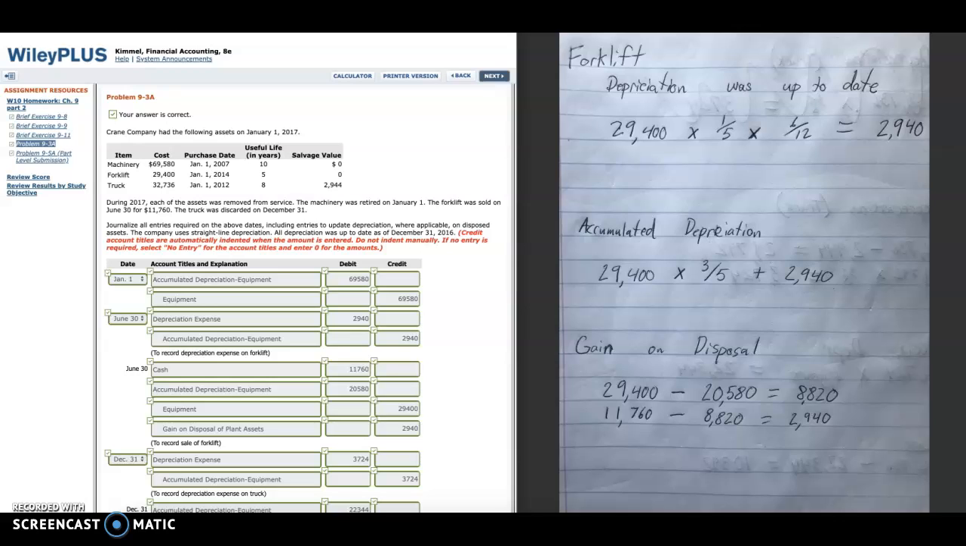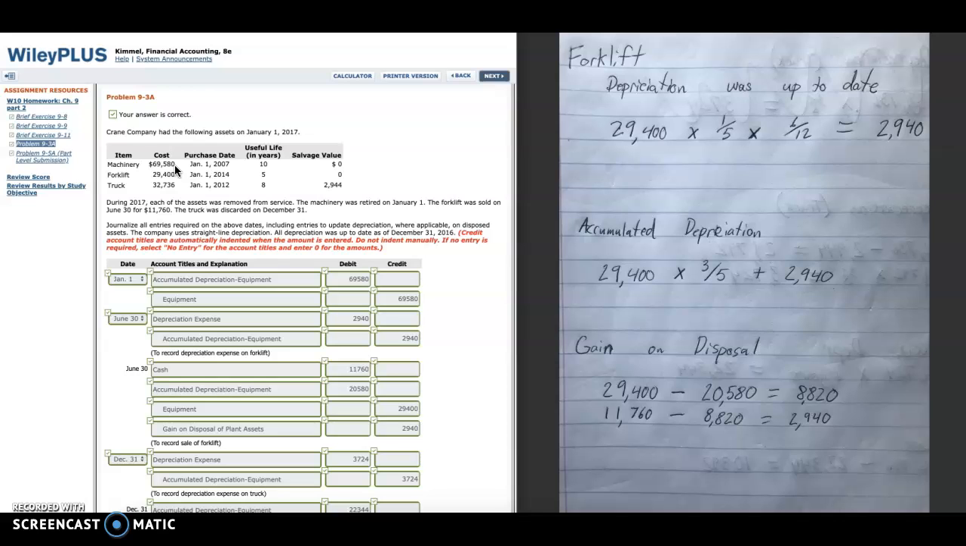And this one's actually pretty simple because the machinery lived through its entire life and has zero salvage value. So we're just going to date it as of January 1st, and then we're going to debit the accumulated depreciation of equipment, $69,580, which is the value of the machinery. And then we're going to credit the asset equipment, the same amount, $69,580, to remove it from the books.